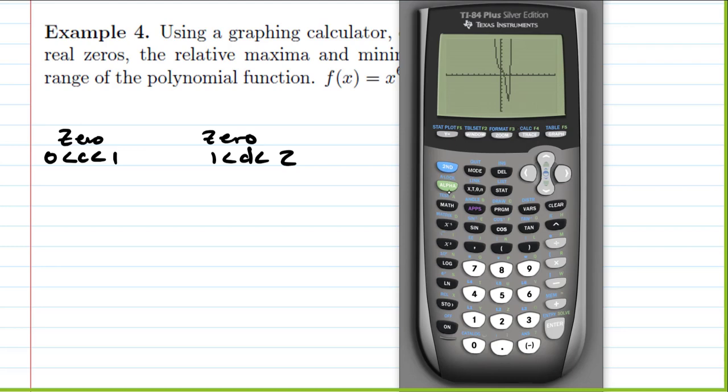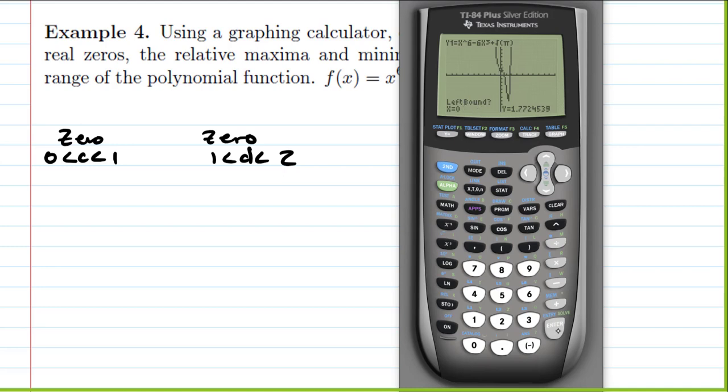So if we go second and trace to pull up our calculate menu, we want to find our 0. So we're going to go down and select choice number 2, and then it's going to ask us some questions. So it's going to ask us for a left bound and a right bound. Well, we actually found those when we used the intermediate value theorem. You don't have to use these ones, but you have to pick something to the left of the 0, and you have to pick something to the right of the 0.